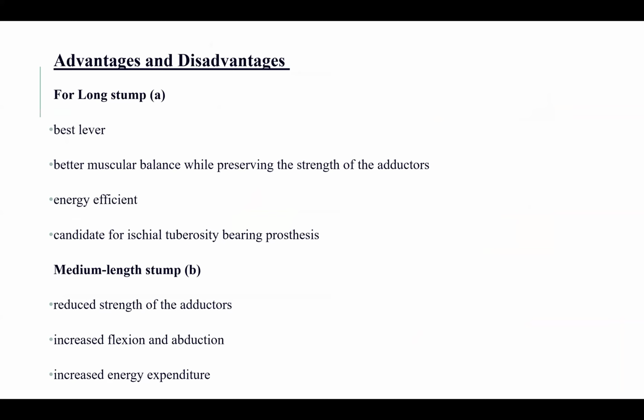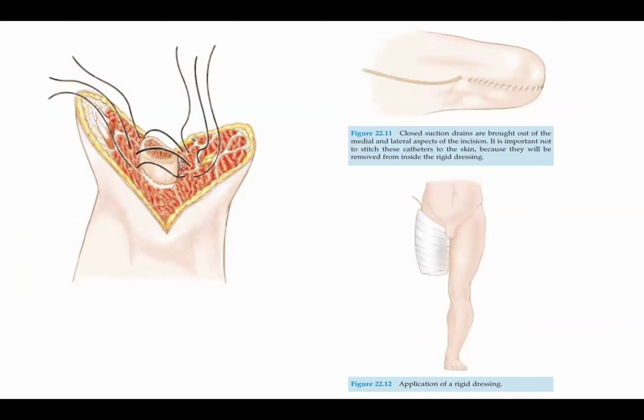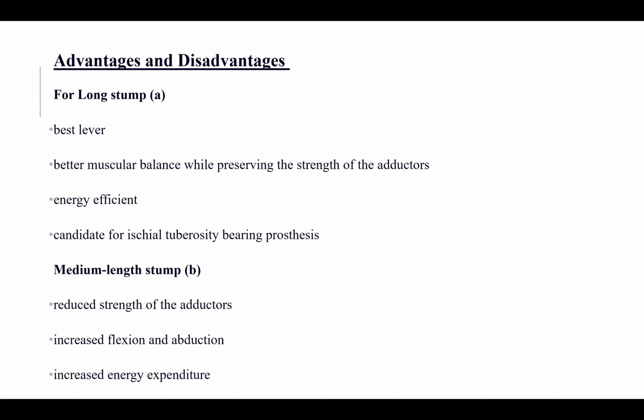The stump can be of a longer, medium or shorter length. A longer stump will give the best lever. It has good energy efficiency and can have good prosthesis. Longer stump and medium length stump are for above elbow amputation and above knee amputation. I'm continuing, sir. Okay, go on.